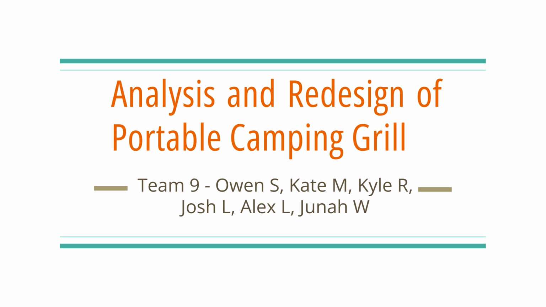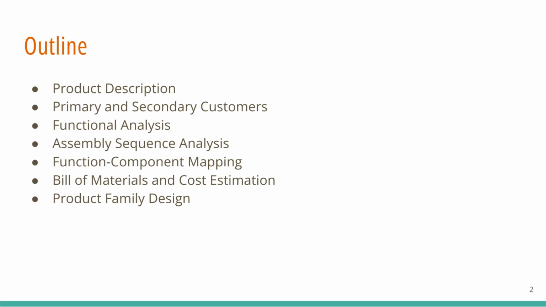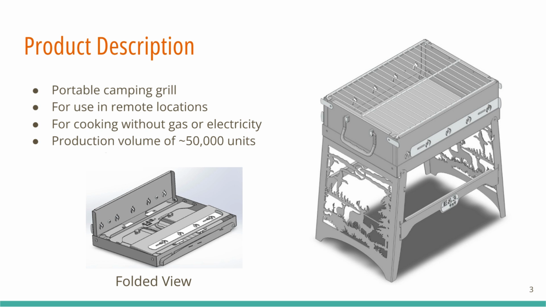Hi, this is analysis and redesign of a portable camping grill with Team 9. So, a brief outline, we'll go over the product description, primary and secondary customers, functional analysis, assembly sequence analysis, function component mapping, bill of materials and cost estimation, and finally, product family design. So, a brief product description.